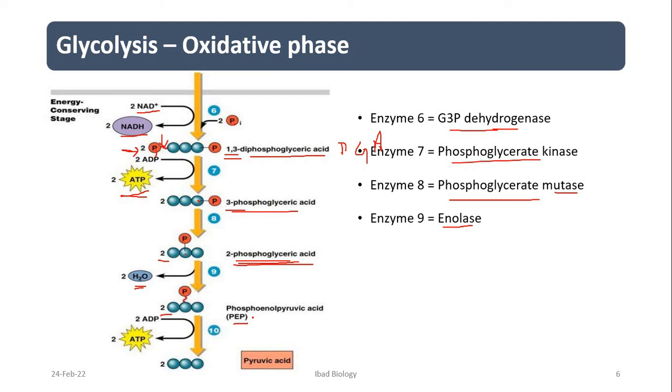In the last reaction of glycolysis, phosphoenol pyruvate transfers its high energy phosphate to another ADP molecule, which is converted into ATP. As we have two molecules of phosphoenol pyruvate, two ATP molecules are produced at this step. This reaction is catalyzed by an enzyme known as pyruvate kinase. And phosphoenol pyruvate is converted into pyruvic acid in this final step.